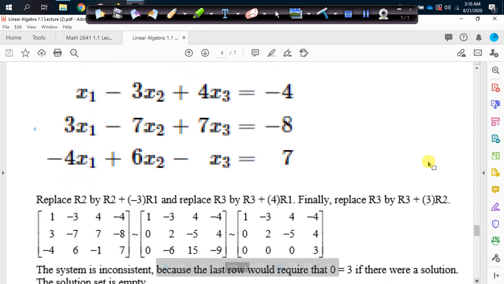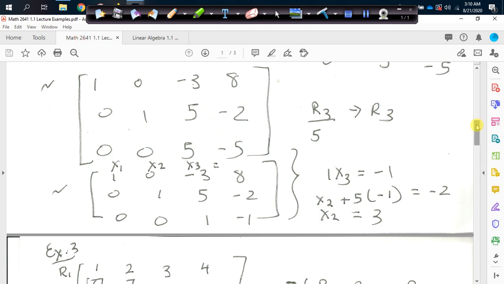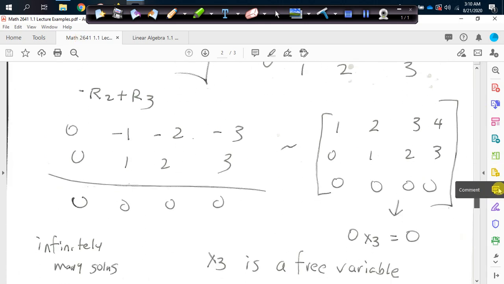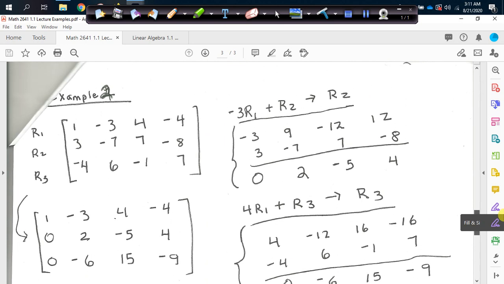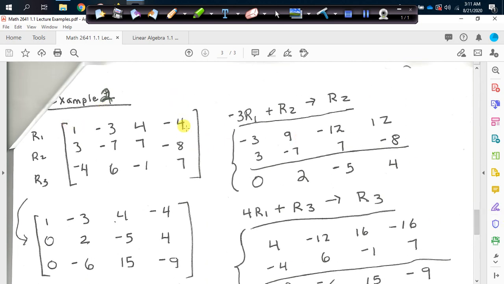This is where they did it, and let me go over here and show you where I did it, which is not necessarily too neat right here, but this is example 2. I wrote out my matrix, and then I looked at it, and if I multiply row 1 times a negative 3 and add it to row 2, I'm going to eliminate this right here. This is the first thing I want to eliminate. So that's what I do.